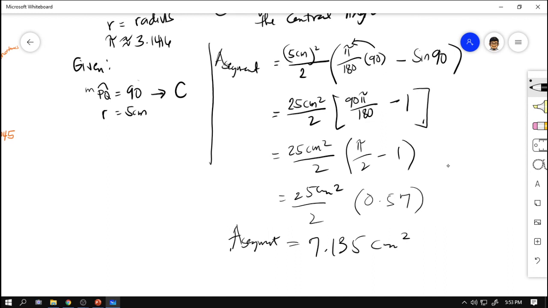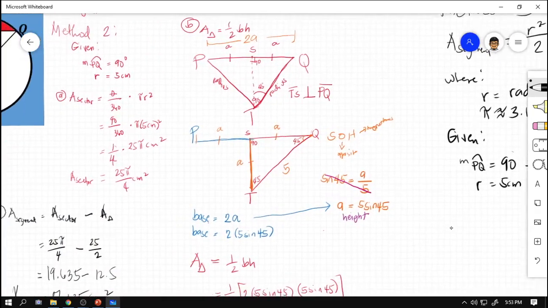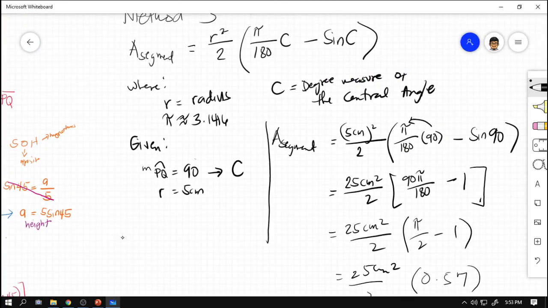Okay? So, yan. Ay, nakuha ko naman sa internet. Ganyan daw siya. So, kayo nang bahala kung anong gagamitin nyo sa tatlong methods. Pero may special type kasi tayo ng triangle. Kung gusto nyo mas concrete, pwede yung methods 1 and 2. At gusto nyo mabilisan, method 3. So, that's how you solve for the area of the segment of a given circle.